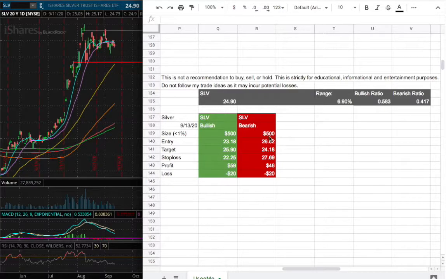On the other hand, if I were to open a short position, that will be $26.62, which is this range right there, where we encounter past resistance levels that dated back to August 10th as well as September 1st. For my sell target, that will be $24.18, and my stop loss will be $27.69.